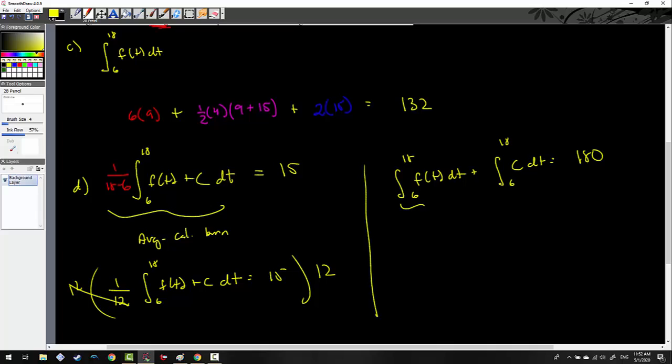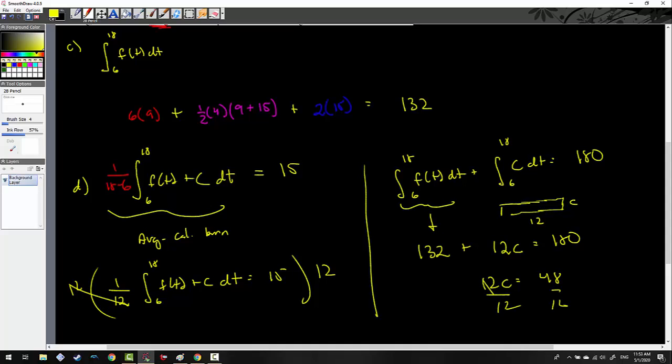Now, luckily, we already have this answer. This integral is 132. We saw that in part C. Now, this other one, well, remember, it's just a rectangle with a height of c and a base of 12. So that's 12c equals 180 minus 132. And from here, I just go ahead and solve. So I get 12c equals 48, divide by 12, and c equals 4.